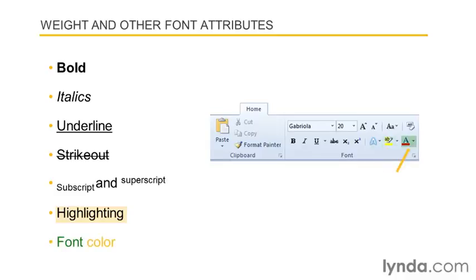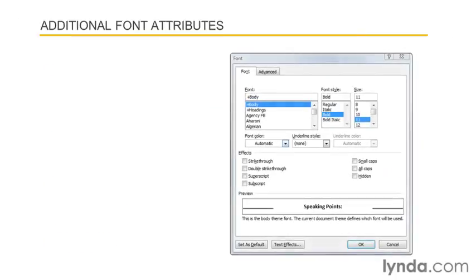And then finally, we can set font color. We have a choice of millions of colors that you can use to make your font stand out in a document. There are some additional font attributes that aren't available in the font group on the ribbon. You can click the dialog box launcher and go to the font dialog box, and on the font tab, choose small caps or all caps. Whether the text was entered initially in upper or lower case, it doesn't matter. With all caps, it will all be in capital letters.